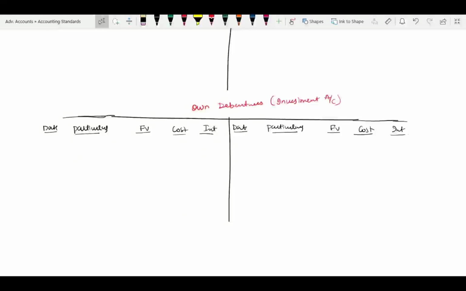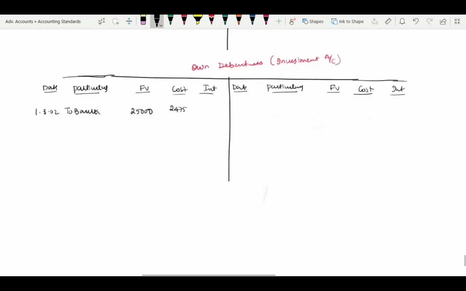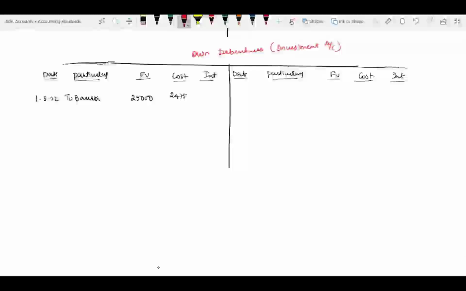First entry is 1st March. So it's a purchase of investment as same. So therefore 1302 to bank. The face value we purchased was 25,000. So what is the cost? They have given ex-interest price, which is 2475. Correct? But under this, show it in working notes.